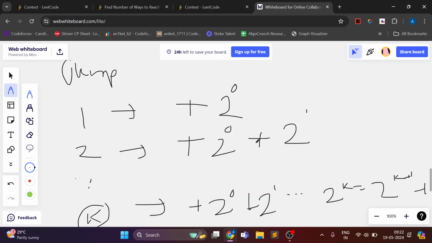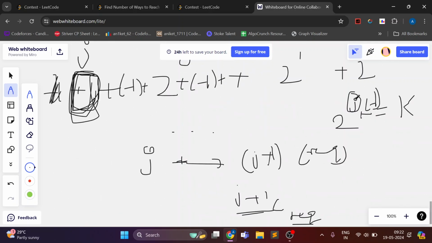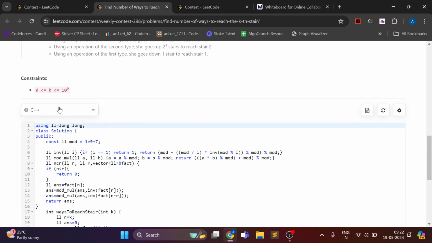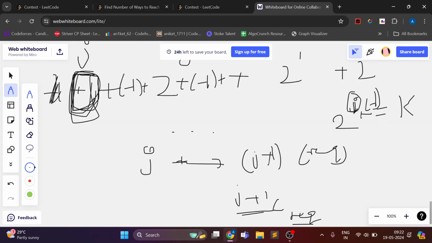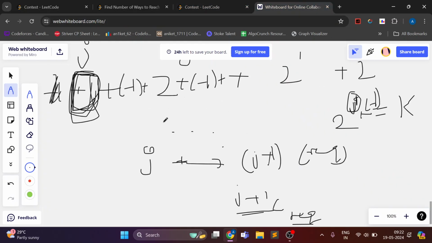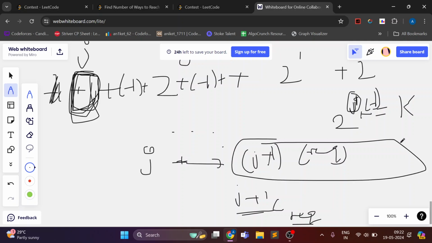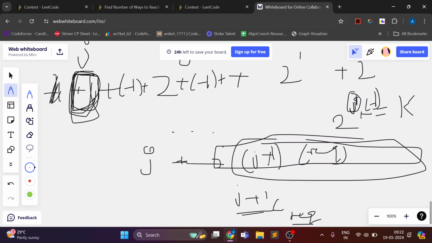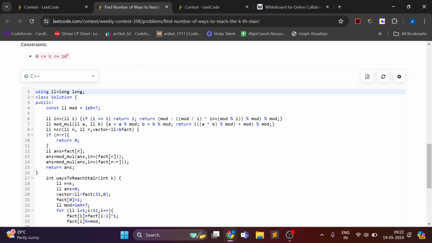So I will fix j here. The k value is 10 raised to power 9, so the maximum value j can have is 32, because if we go above that with -1, if we subtract -1 we cannot go back again, it will just keep increasing. So filling these gaps is most important, and how to fill them. So let's just see the code.